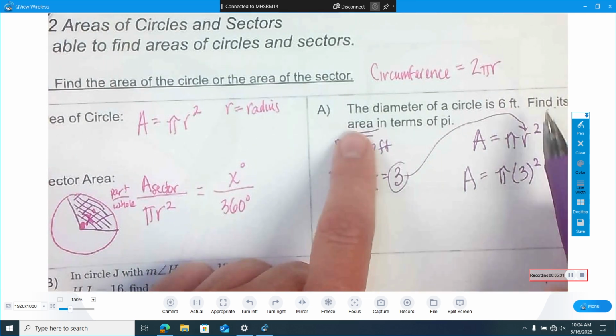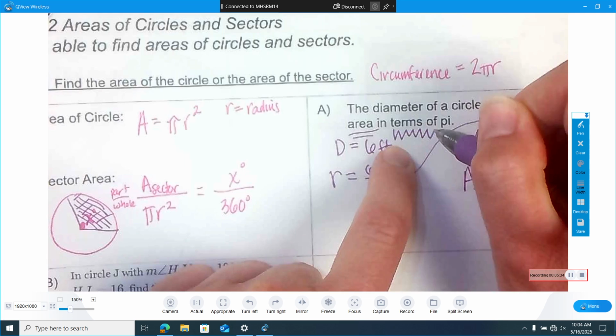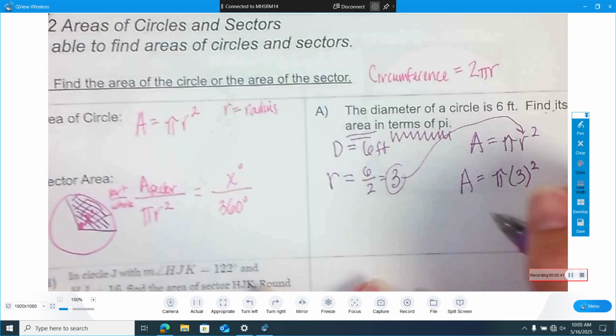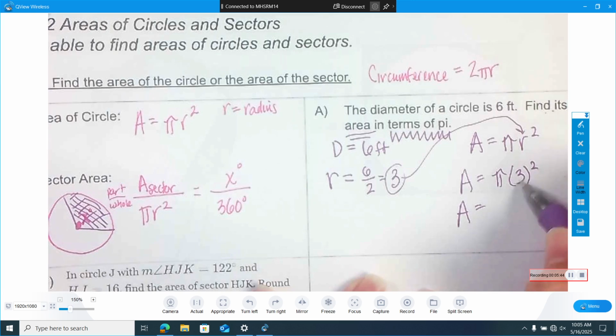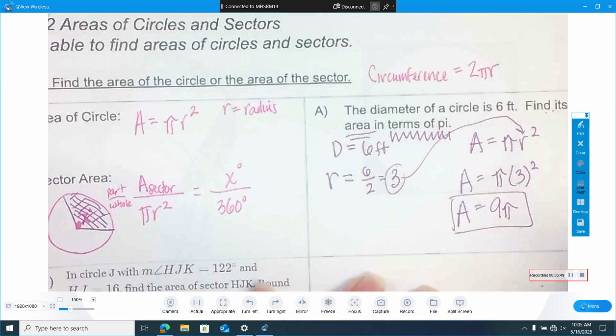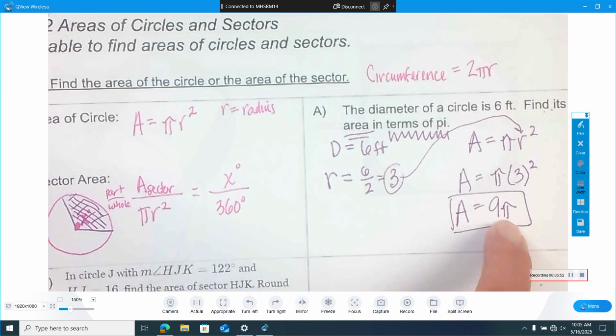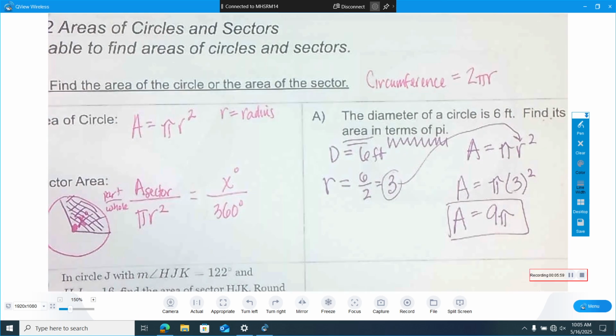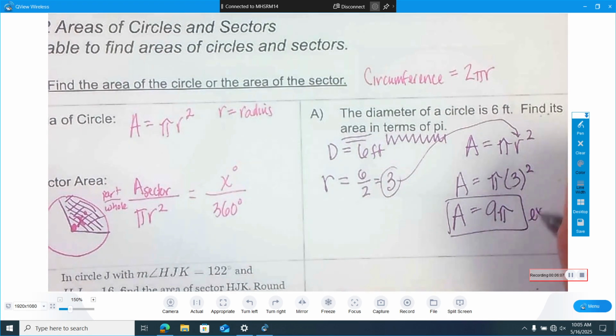And it says find the area in terms of pi. What does it mean when it says in terms of pi? You keep the pi. Yeah, you keep the pi. And so all I have to do is, what is 3 squared? 9 pi. And the pi just gets to stay there, and it's this beautiful answer that is 100% perfect. It's absolutely perfect. When you plug in 3.14 for pi, you just approximated it. It's no longer perfection. So it's off, just a little. Okay. All right. But this is totally exact.